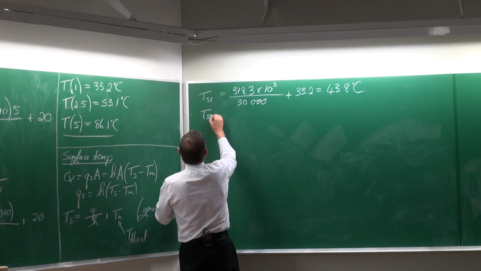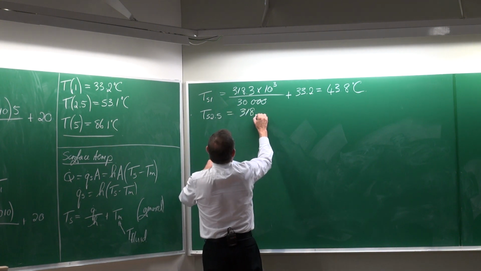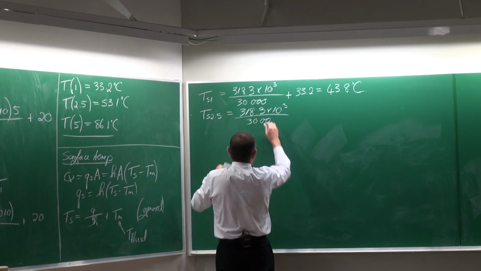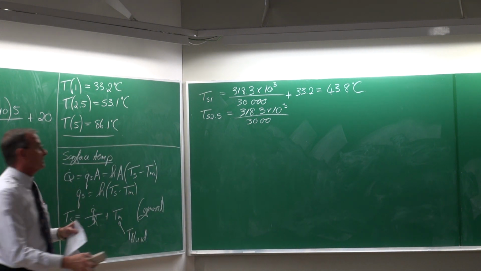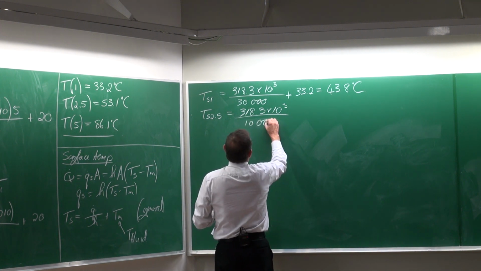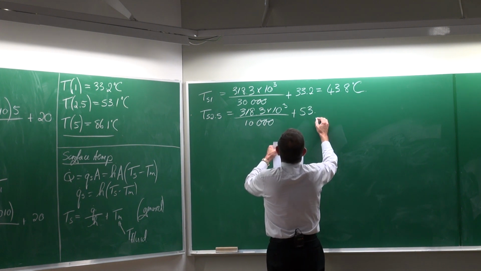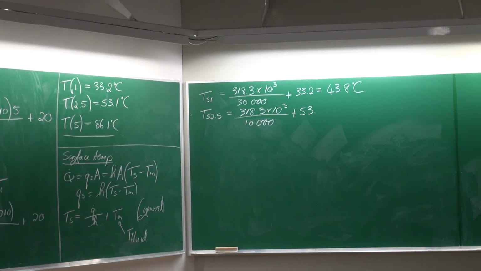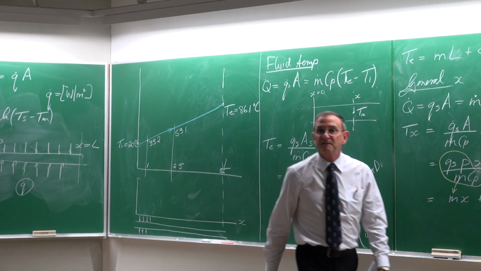Now we can do the same at 2.5 meters. Again, it's the heat flux. You see that part remains constant. Divided by the heat transfer coefficient, and now the heat transfer coefficient is 10,000, you see? It's now 10,000, plus the fluid temperature, and the fluid temperature at 2.5 meters, if we go back to it, is 53.1.